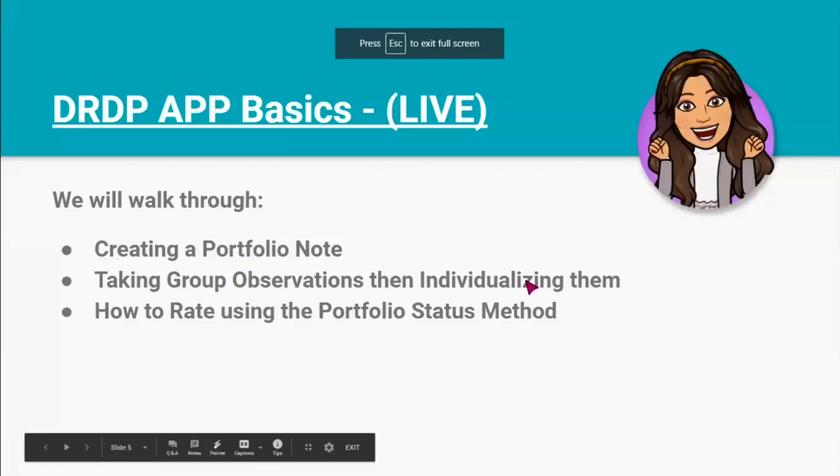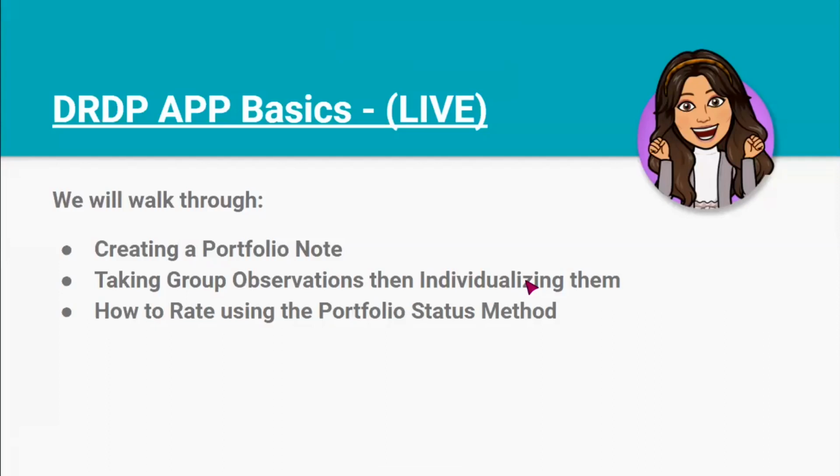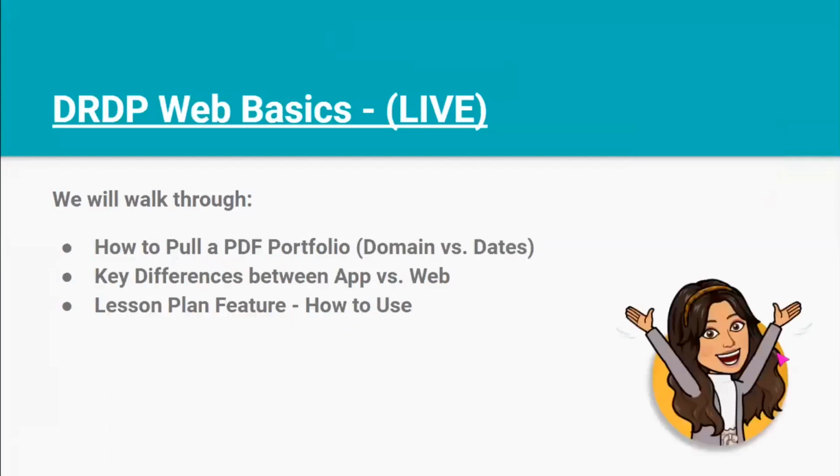So we went over creating that portfolio note, taking the group observations and individualizing, then rating using that portfolio status method. Now moving on to the web basics, we're going to log in through learning-genie.com. We're going to see how to pull PDF portfolios, the different reports that you can see, as well as your dashboard, and also the differences between the app and the web. And then we will go over the lesson plan feature and how you can use that and the benefits of doing so too.